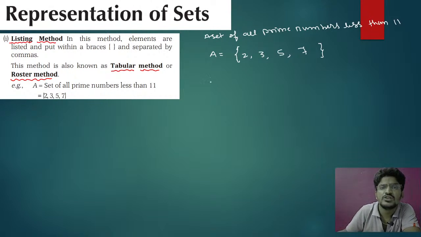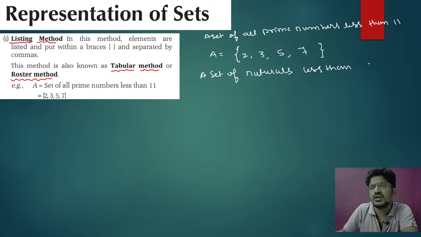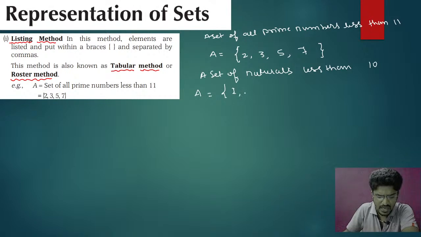Okay, you can also see another example, a set of natural numbers less than 10. A set of naturals less than 10. That means natural numbers less than 10. That is A equal to, I can write 1. So quickly tell me the answers.